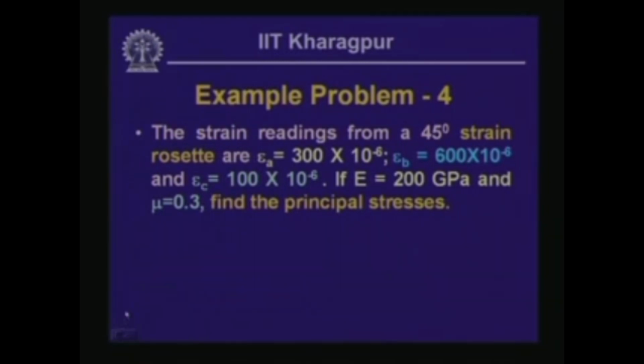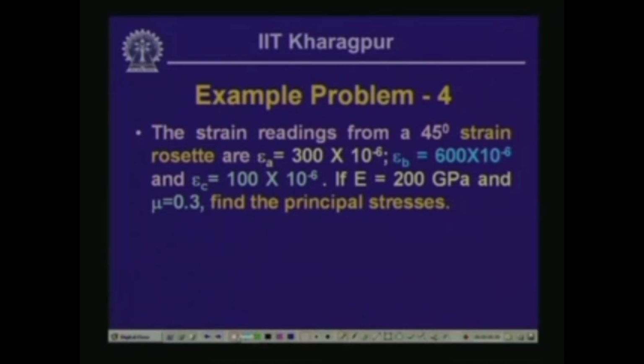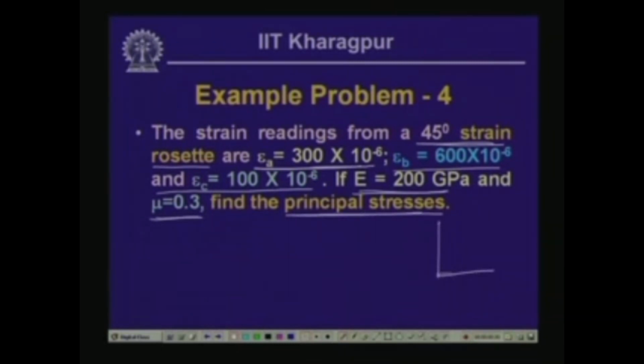Now, let us look into this particular problem, which is based on the aspects we have discussed today, where the strain readings from a 45-degree strain rosette are epsilon A is this much, epsilon B is this much, and epsilon C is this much. If E is equal to this and mu is this, what will be the values of the principal stresses? Now, as you have seen, we have rosettes which are oriented in 3 different directions. This is epsilon A, this is epsilon B, and this is epsilon C.